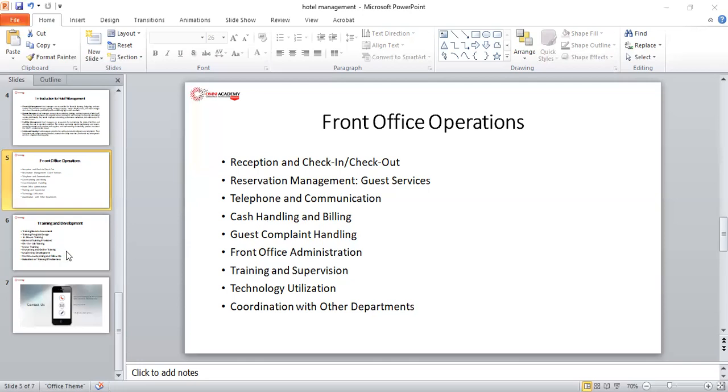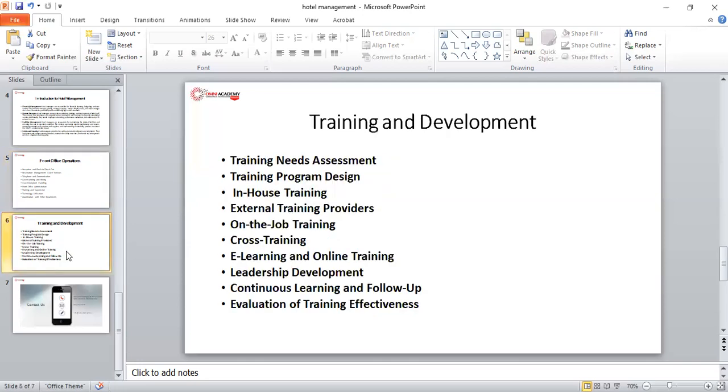Moving forward in hotel management, there is a training and development department that needs to be executed, and it is conducted through training needs assessment, analysis of the gap, and what kind of training design it should be: in-house training or on-the-job training, open programs, external training providers, cross training, e-learning or online training, depending on the modules by which the hotel management is improving. If they want an international certification, then definitely it will be online training or e-learning.